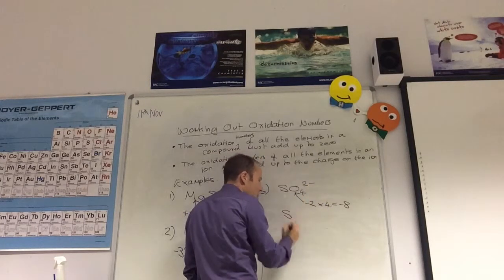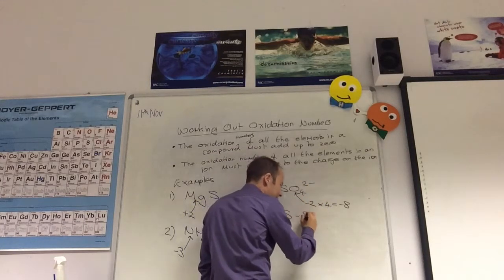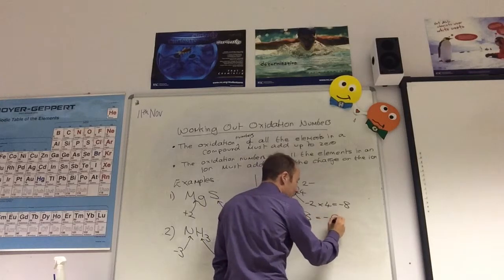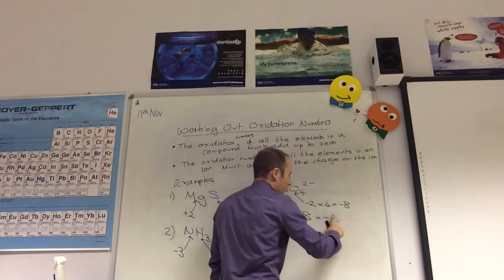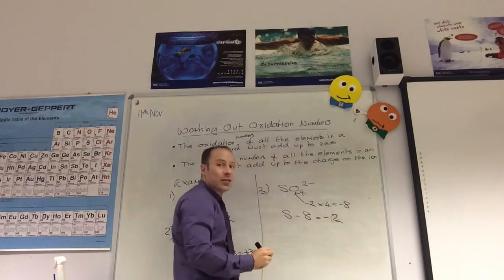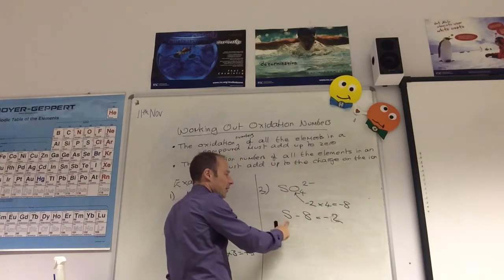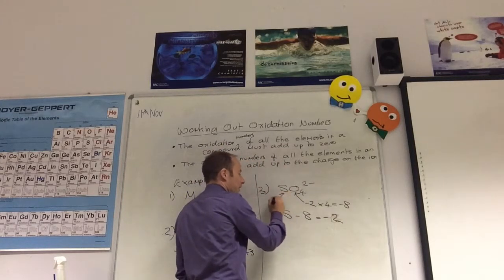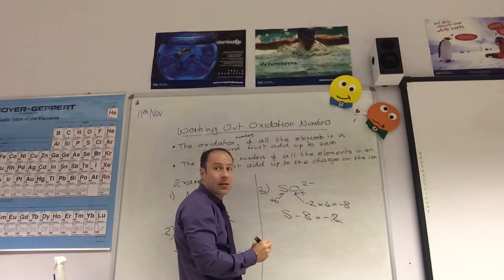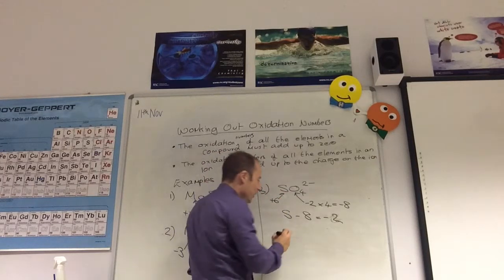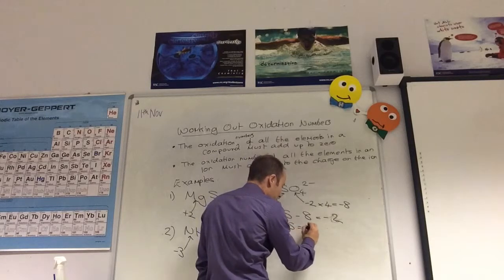So whatever sulfur is, -8 must add up to -2. So what must sulfur be? 6. Sulfur therefore is +6. You happy with that? You can rearrange it if you like.